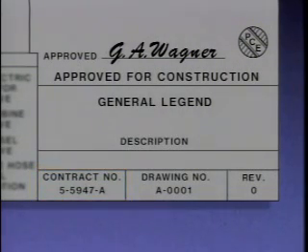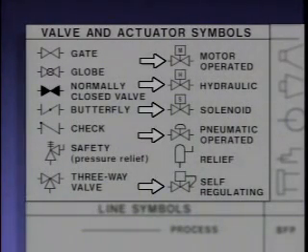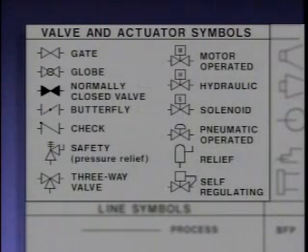Well, now let's take a look at the kinds of information typically found on a legend. For fluid systems, there is usually a section in the legend for valves and related components. It identifies all of the valve symbols used in the diagrams. In addition to valve symbols, this section shows symbols used for valve actuators.